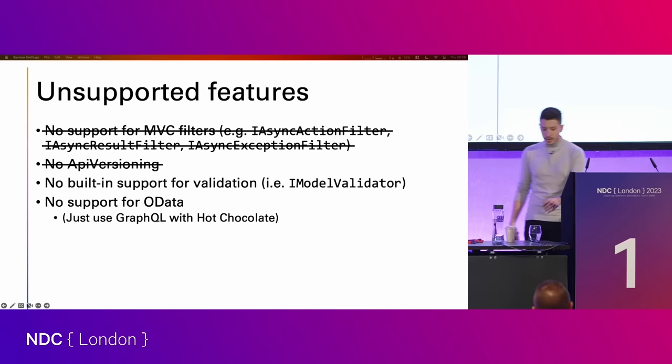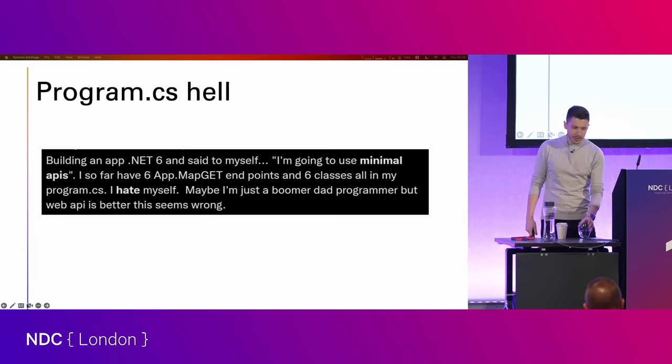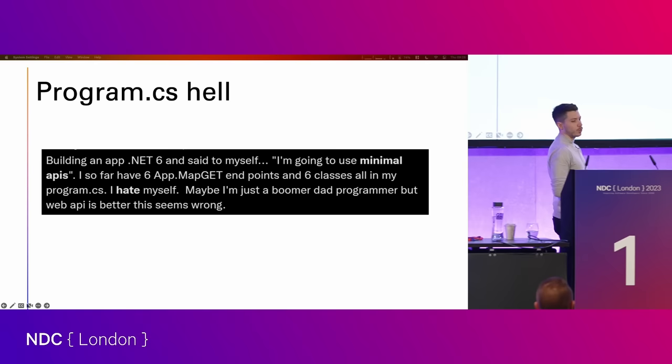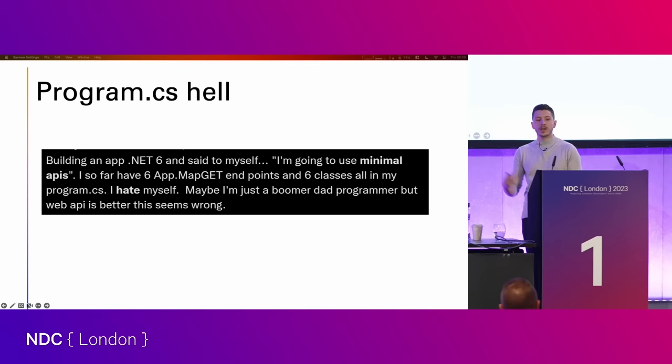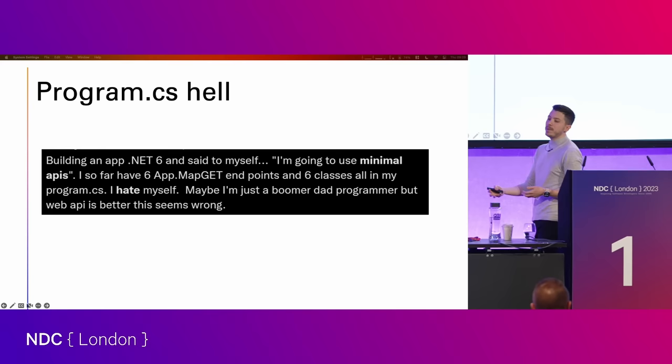Now, I want to go to a very interesting phenomenon called Program.cs hell. So this was very much a common sentiment when the minimal APIs launched, which is this idea of, oh, .NET 6 is out, I'm going to give it a go, I'm going to try to build a minimal API, and then they end up with 6 app.MapGet methods and 6 classes in one Program.cs. They hate themselves, they think just, you know, web API is better, we're going backwards.